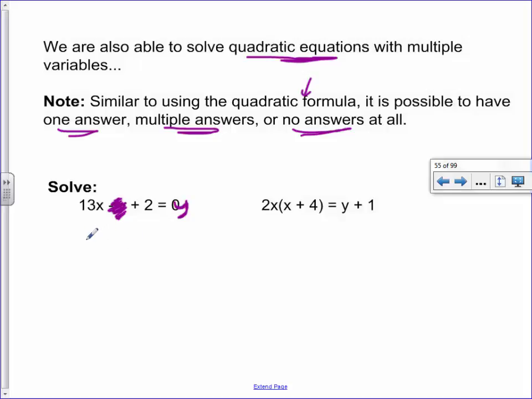I think I've already done the first set here. I've got 13x plus 2 equals y. That's not bad. The second equation needs a little bit of work though. How do I do it with bracket? Boil it out, yeah. So I should have 2x squared plus 8x equals y plus 1.